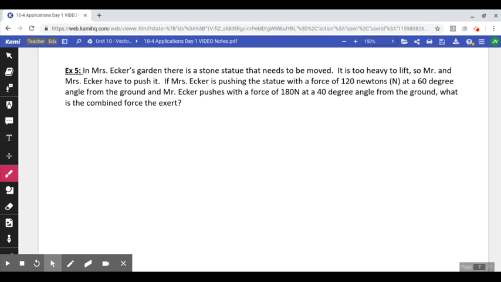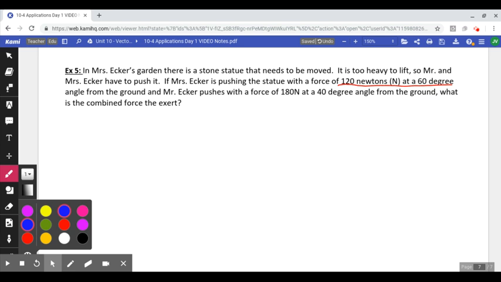In example 5, we have a garden that has a stone statue that needs to be moved in it. It's too heavy to lift, so Mr. and Mrs. Ecker have to push it. If Mrs. Ecker is pushing the statue with a force of 120 newtons at a 60-degree angle, that might be important, and Mr. Ecker pushes with a force of 180 newtons at a 40-degree angle from the ground, that also might be important.